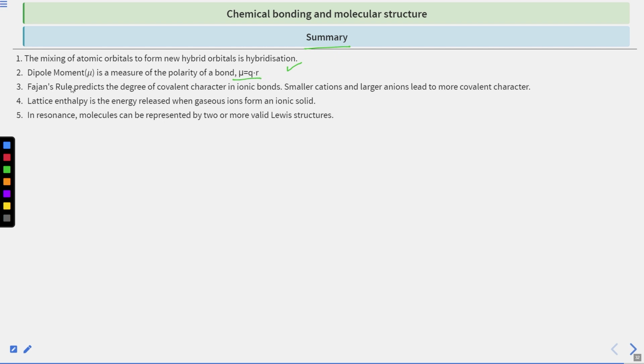Fajan's rule, which we have studied, predicts the degree of covalent character in ionic bonds. Smaller cations and larger anions lead to more covalent character. Lattice enthalpy is the energy released when gaseous ions form an ionic solid. In resonance, molecules can be represented by two or more valid Lewis structures. These are the major points which we have studied today.